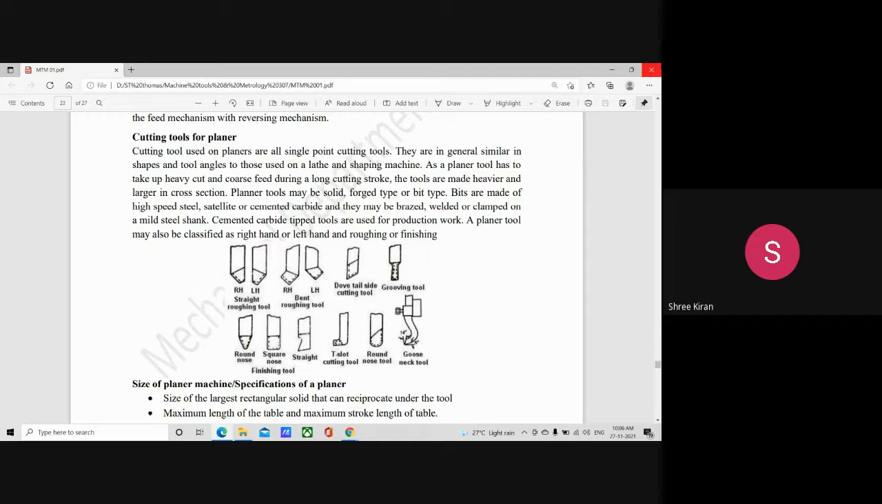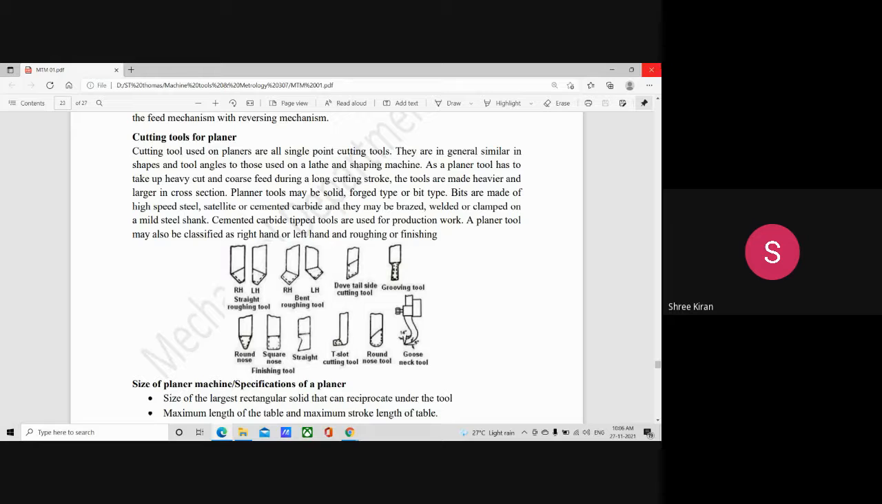Hope you completed drawing it. Yes, sir. Okay. Now we'll start with the cutting tools for a planer. I hope you have drawn the various types of planer tools, like the straight roughing tool, the bent roughing tool, and the finishing tool. And the dovetail side cutting tool, grooving tool, goose neck tool, round nose tool, and T-slot cutting tool. All this you have to draw.